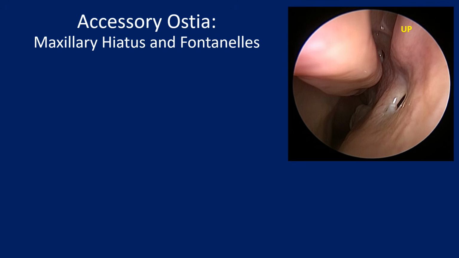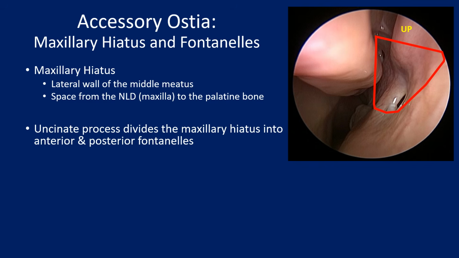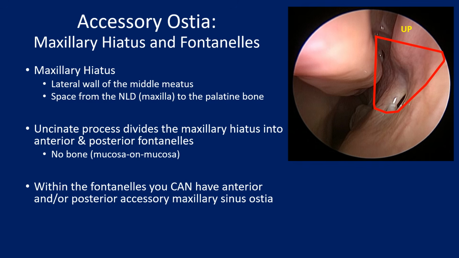Okay, what is learning about the middle meatus and maxillary sinus if we don't hammer home this idea of the maxillary hiatus and fontanelles? The maxillary hiatus is the lateral wall of the middle meatus. This is the space from the nasolacrimal duct, which in this location is surrounded by the frontal process of the maxilla, and it goes back to the palatine bone. That means the uncinate process divides the maxillary hiatus into anterior and posterior fontanelles. The fontanelles are where there's no bone, mucosa on mucosa. Within these fontanelles, you can have anterior and or posterior accessory maxillary ostia.